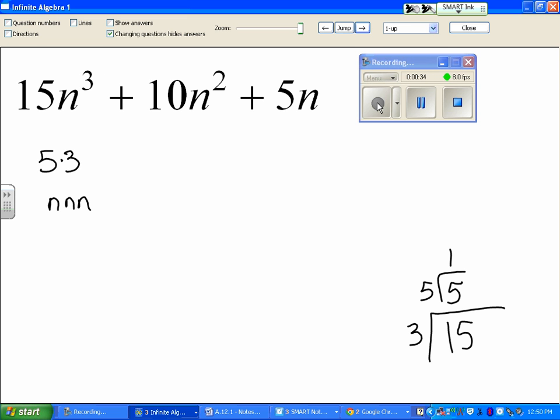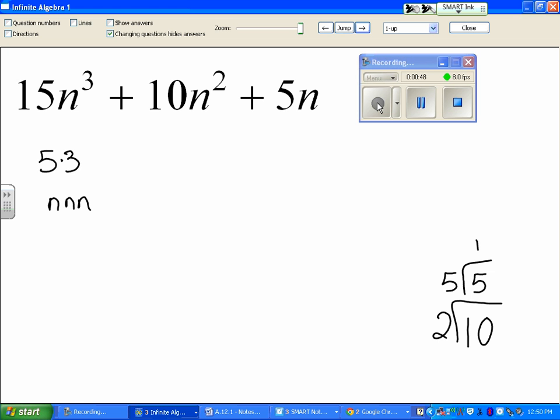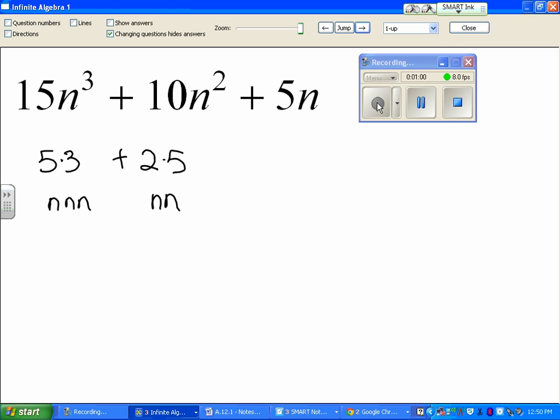Second one, 10. Let me get rid of this because I don't need that anymore. If I'm going to break down 10, 10 breaks down to 2 goes into 10 5 times, 5 goes into 5 one time. So 10 is 2 times 5 and 2 n's. The third term is just a 5, it's 5n, and you hopefully know 5 is a prime number. So I'm just listing it as a 5. I'll have to break that one down. So everything is broken down.